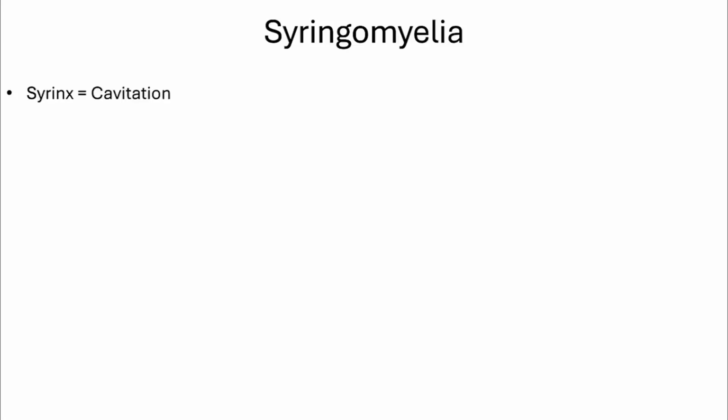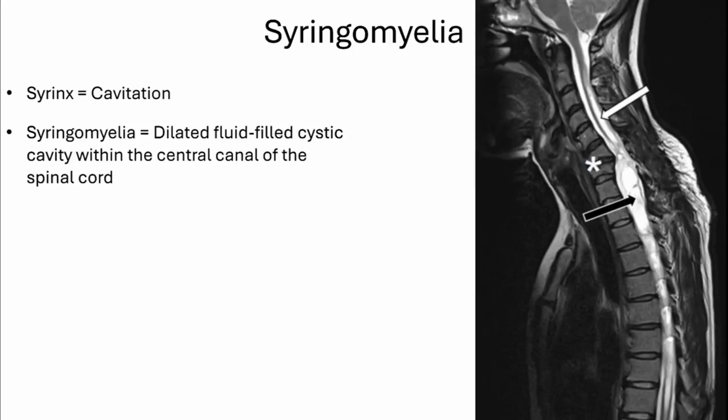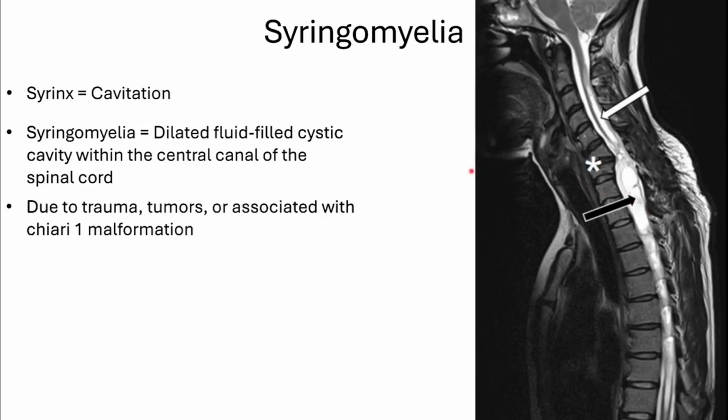The word syrinx means a cavitation. Syringomyelia refers to a cavitation or a dilated fluid-filled cystic cavity within the central canal of the spinal cord. It can occur due to trauma, tumors, or in association with Chiari-1 malformation. We talked about Chiari malformations in the anterior neural tube defects lecture, so if you haven't watched it, make sure to check it out.